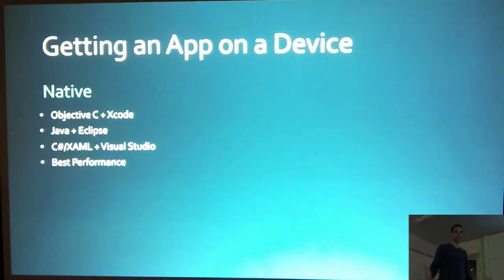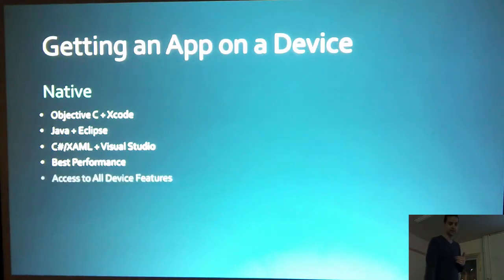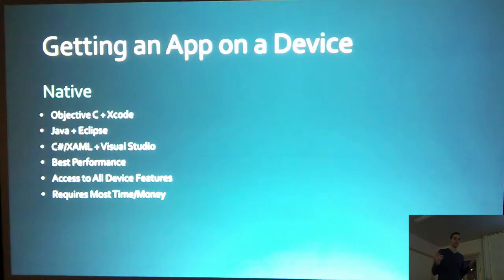Now, we all know native is great, right? It gets the best performance. Pedal to the metal, there's nothing between you and the device. You're just going to get that raw speed. You have access to all the native device features. The downside, of course, for native, especially if you're going cross-platform, is it requires the most time and money, right? You need to have that Objective-C and Java experience that is relatively rare these days.